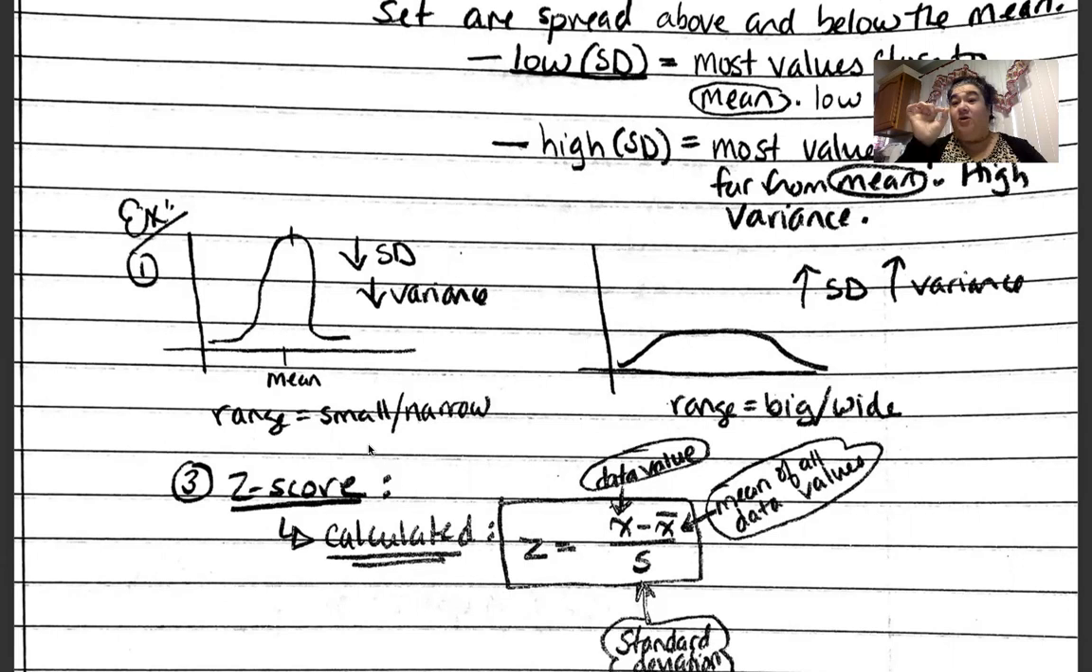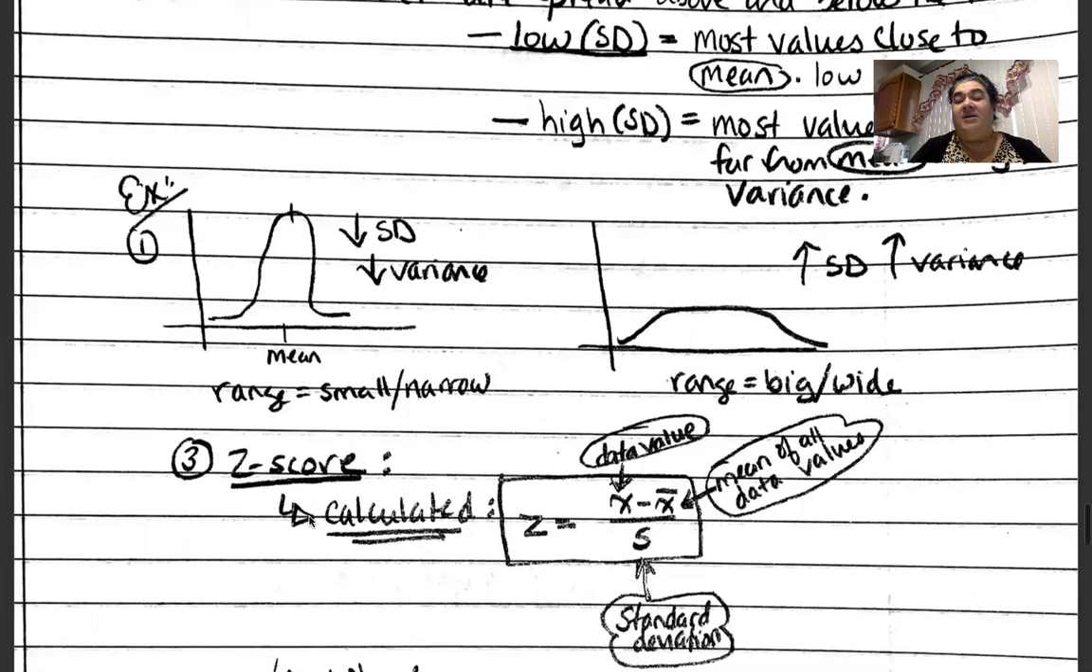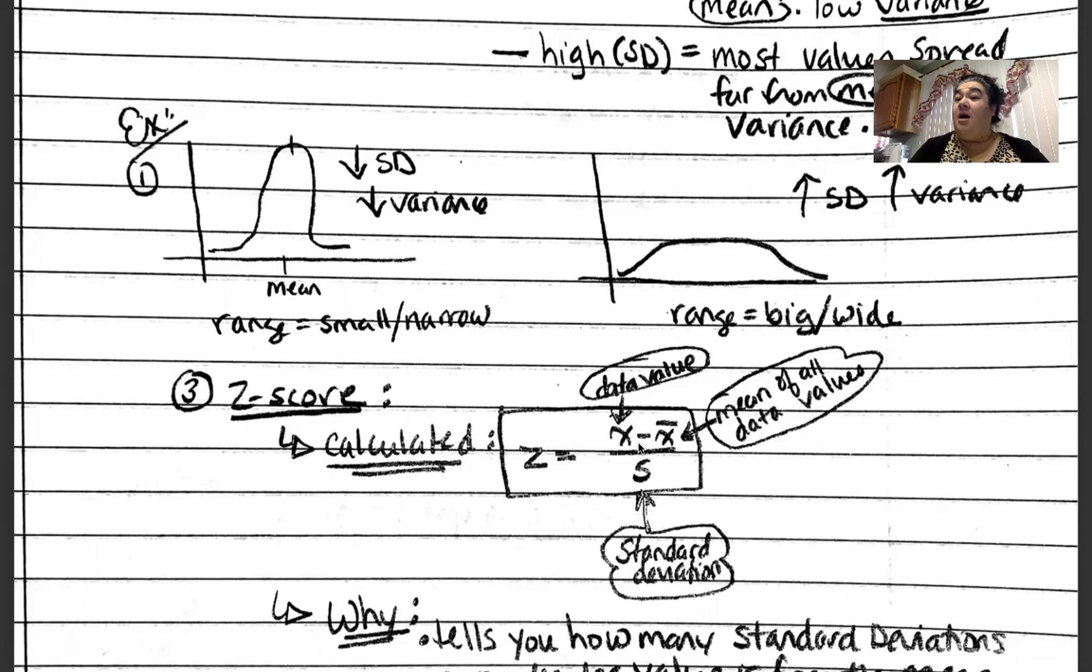So it can be very useful because it lets you know exactly where you fall. Do you fall within the first standard deviation? Are you falling within the second standard deviation? The z-score will tell you exactly where any given value falls, okay? And the way we calculate the z-score is you take your data value, you subtract the mean of that data set from it, and you divide it by the standard deviation. And that gives you the z-score for that data value, okay?